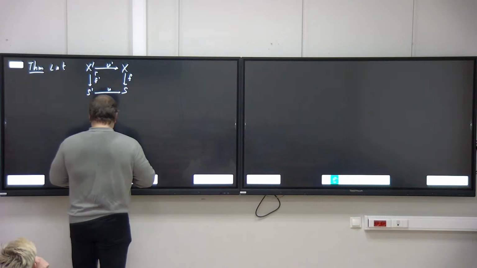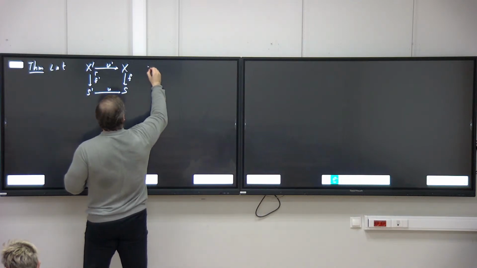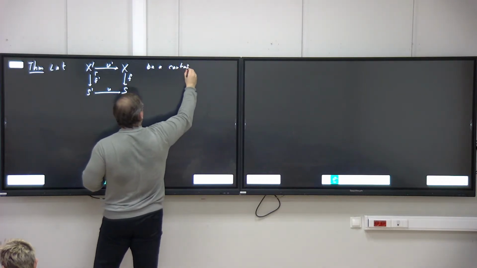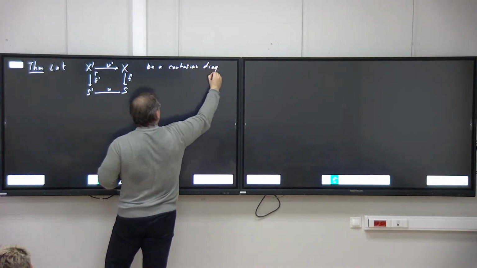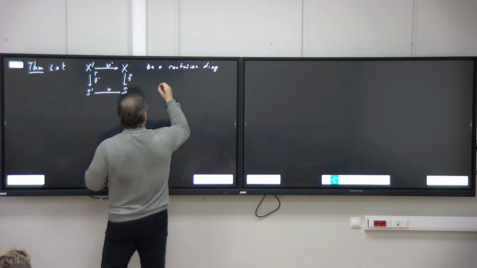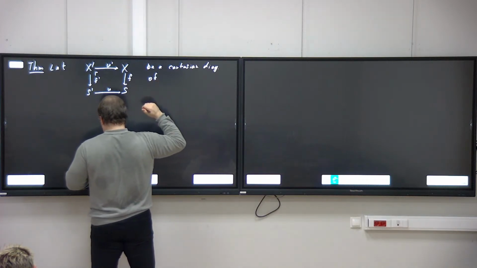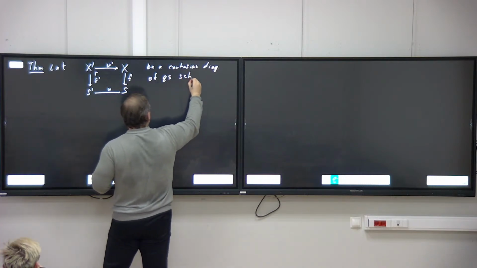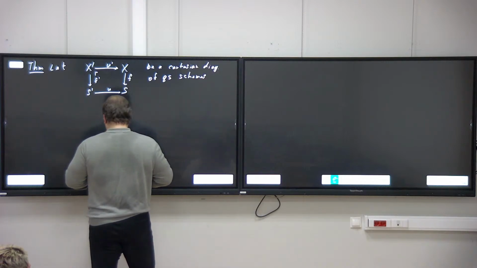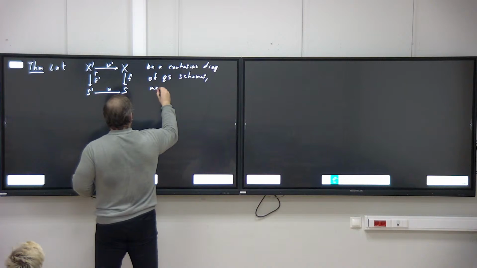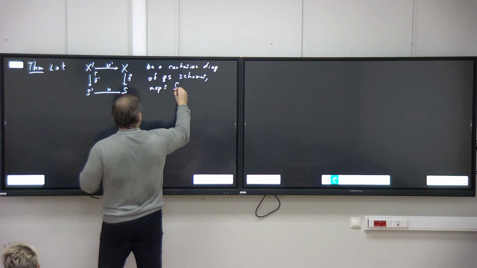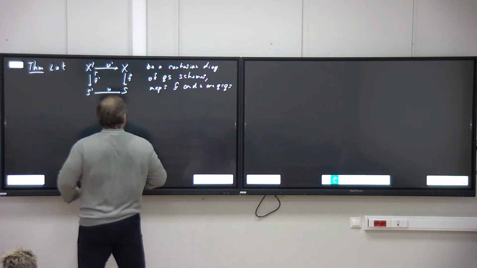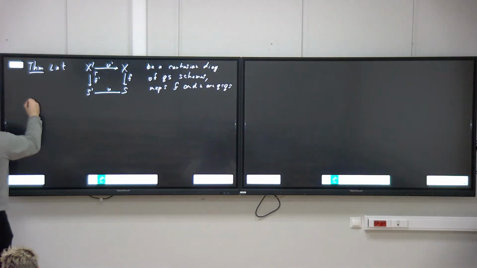So let this diagram be a Cartesian diagram of quasi-separated schemes. And this diagram maps f and u are quasi-compact, quasi-separated. Then the following three conditions, I call them.